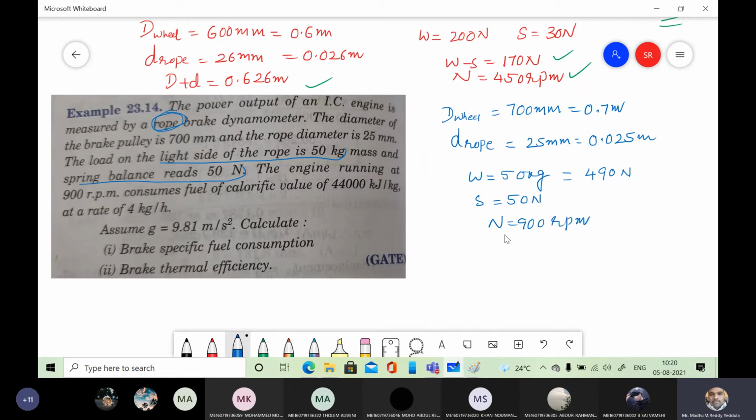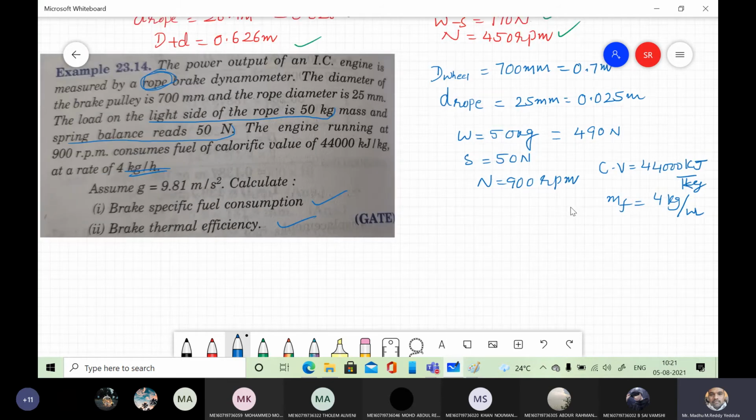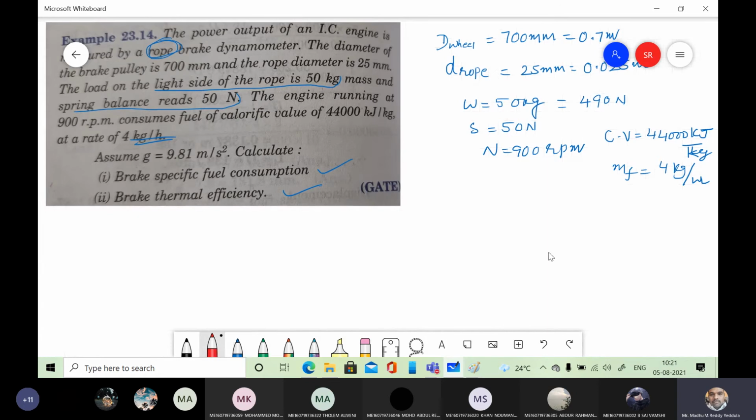And the calorific value of the fuel is also given, 44,000 kilojoules per kg. And the mass of the fuel used is 4 kg per hour, mf is equal to 4 kg per hour. Calculate BSFC and brake thermal efficiency. In order to calculate BSFC or brake thermal efficiency, we should calculate brake power. Based on the brake power, those values will depend.